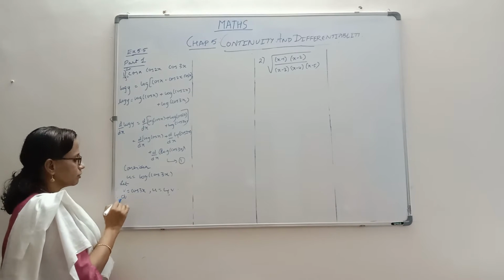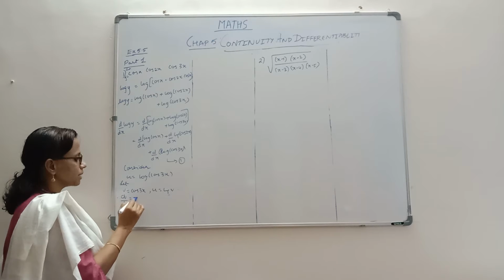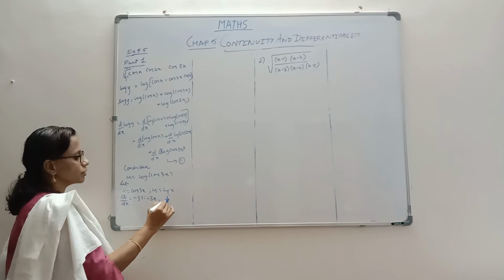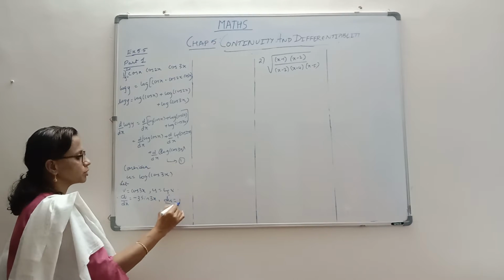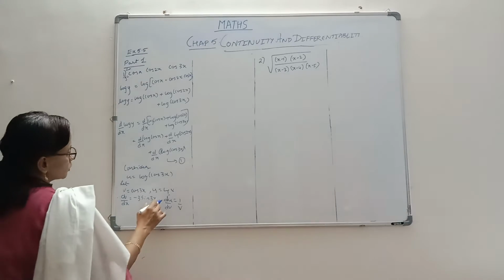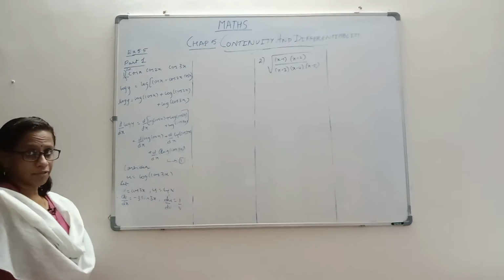So we can find the derivative of v with respect to x. It is minus 3 sin 3x, we have learnt. And u is in terms of v, so you can find the derivative of u with respect to v. It is 1 by v. So du by dv and dv by dx we have found out.